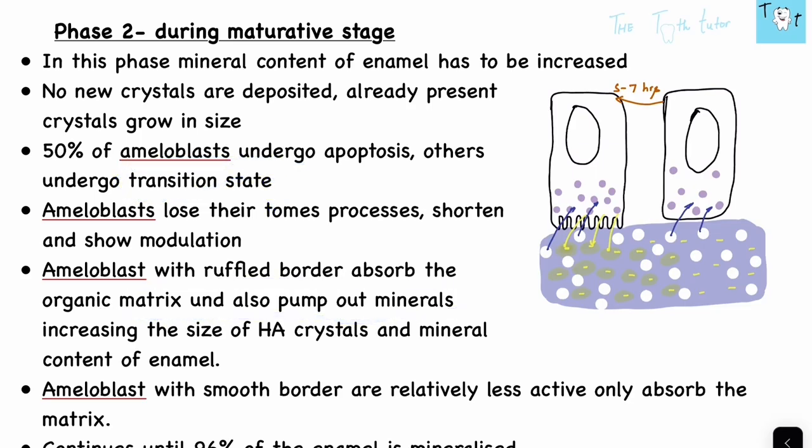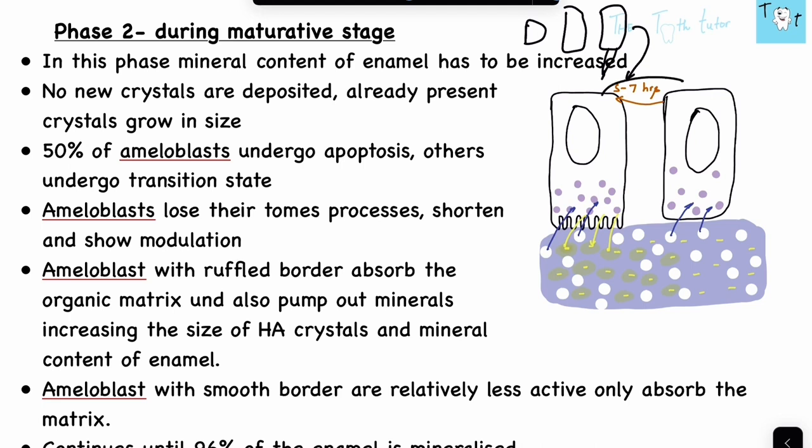So I already explained a number of times that these cells will show two forms. We had the ameloblast. So firstly, in the first stage, it was short, then it grew in size, then it grew a Tomes process. Now it has lost that Tomes process, and now it alternates between these two forms. Okay, one being ruffled and one being smooth bordered. So what is happening is ameloblasts with ruffled border absorb the organic matrix and also pump out minerals, increasing the size of hydroxyapatite crystals and mineral content of the enamel.